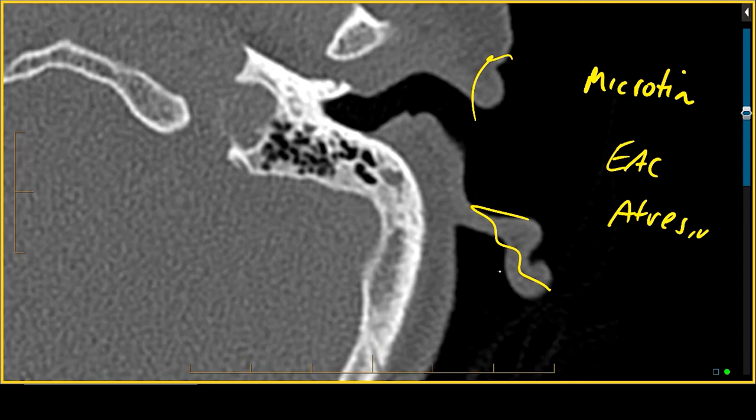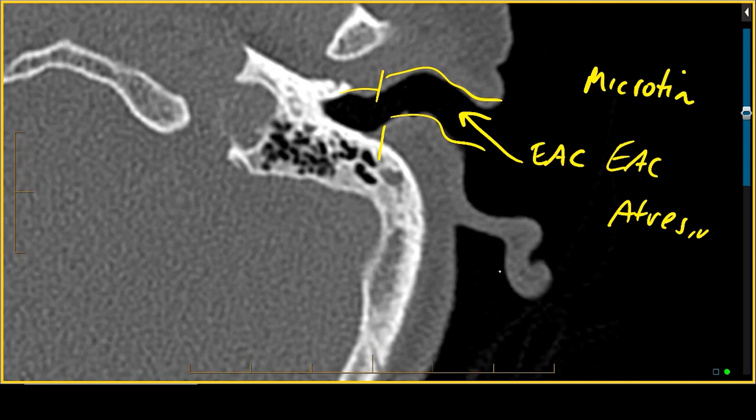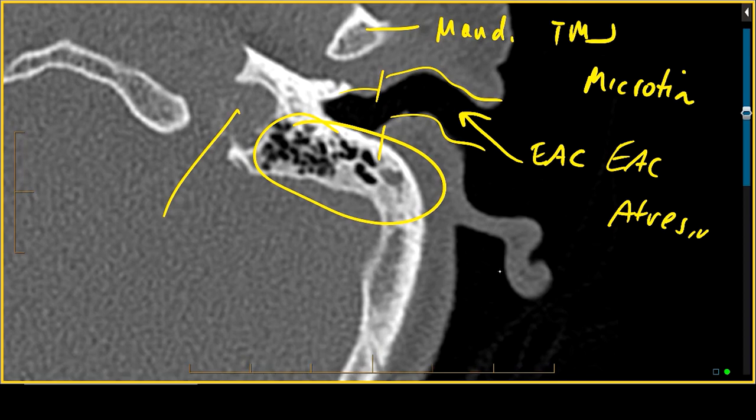Going in this direction, we come to the external auditory canal, and as we described in the original anatomy PowerPoint, we have two parts of the external auditory canal. We usually refer to the cartilaginous part and then the bony part of the external auditory canal. And we'll be seeing this obliquely on the axial scans. At the level that we're looking at the external auditory canal, we identify the mandible, and we're going to be seeing the temporal mandibular joint shortly. And we have some of the mastoid air cells. We have a little bit of the jugular foramen over here.